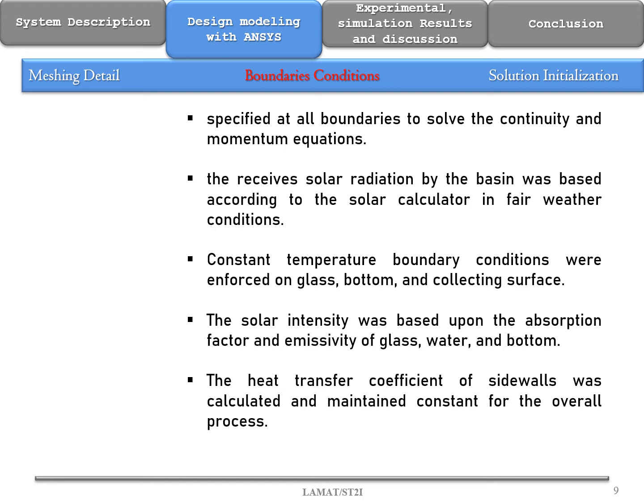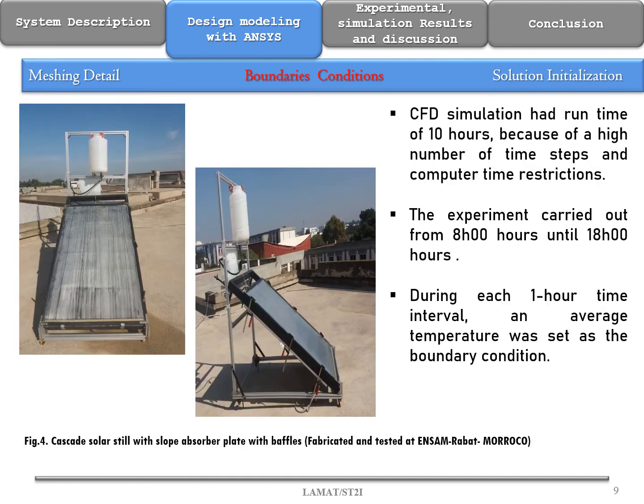The solar radiation received by the basin, as well as the water and glass temperatures, were based on the solar calculation in fair weather conditions. Constant temperature boundary conditions were enforced on the glass bottom and the collecting surface. The solar intensity was based upon the absorptivity and emissivity of glass, water, and bottom. The heat transfer coefficient of the side walls was calculated and maintained constant for the overall process. The CFD simulation had a runtime of 10 hours because of the higher number of time steps and computer restrictions.